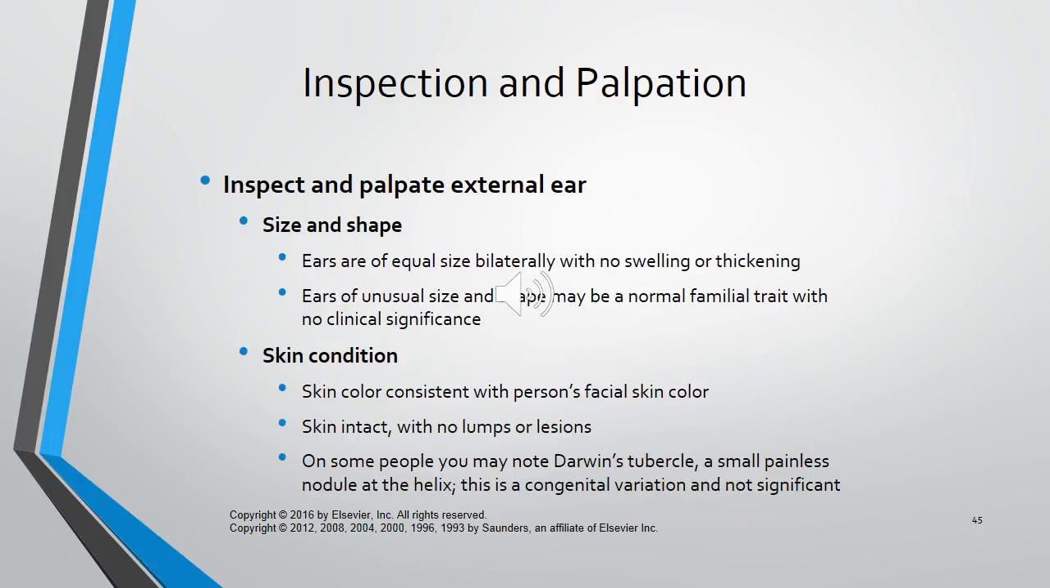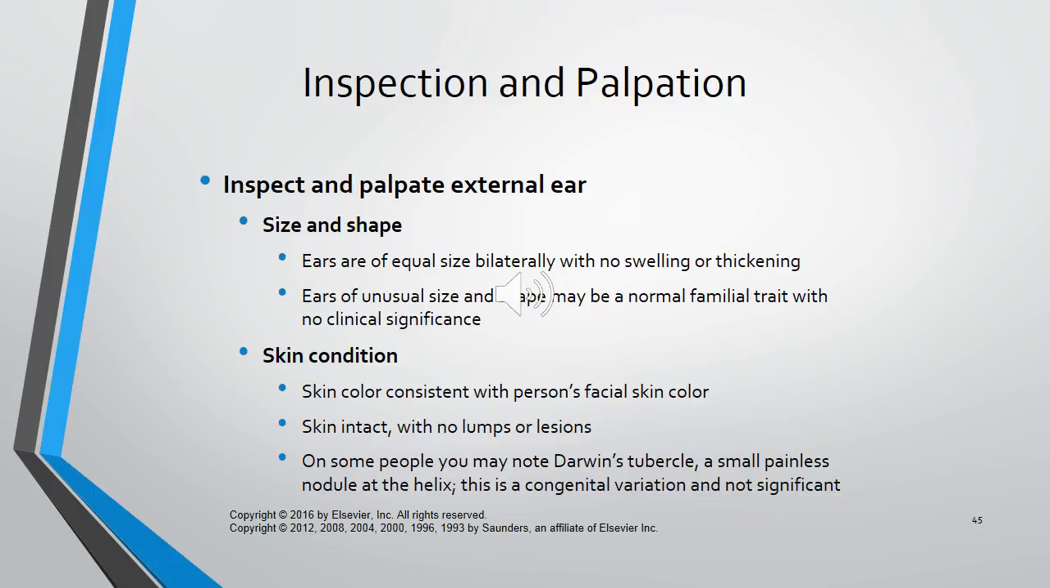For your physical assessment of the ear, you're going to mainly do inspection and palpation. So first you want to start by inspecting and palpating just the external ear. So the ears should be equal size bilaterally. They should be placed evenly on the head. They shouldn't be low set. The skin condition, the skin color should be consistent with their facial color. There should be no lumps or lesions on the ears.